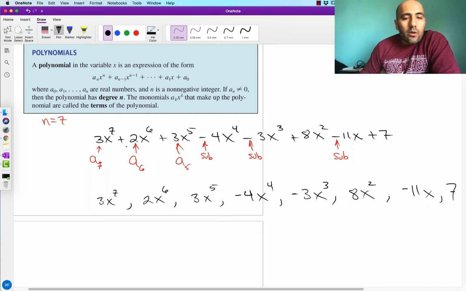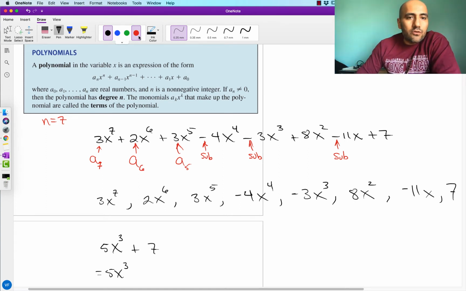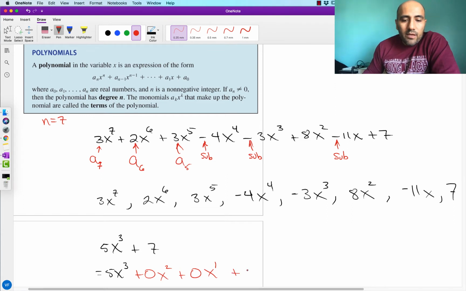Okay, also, you don't have to have every single power represented. So for example, I could have 5x to the 3rd power plus 7, and that's an example of this because this guy is equivalent to 5x to the 3rd power, and then what I could do is insert all the missing powers. So there's this countdown that happens: x to the 3rd plus 0x squared plus 0x to the 1st power plus 7. Back to this guy, plus 7. Right? So the missing powers of 2 and 1, we can think about inserting them.